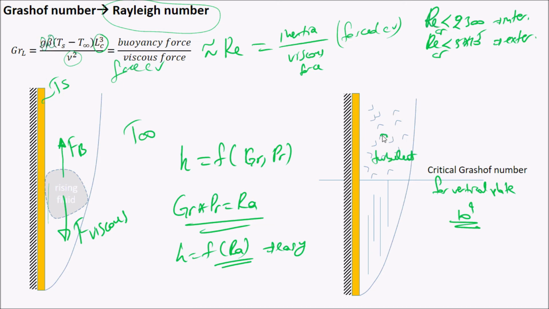Turbulent means that you have eddies, mixing, okay, random chaos, but this part is the laminar. You can see the straight lines here. This part is the laminar.